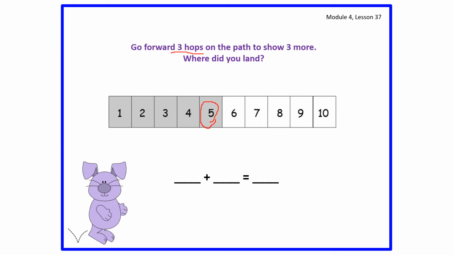Let's go forward 3 hops on the path to show 3 more. So we have 5, and how many more hops should we take? 3. That's right. 1, 2, 3. Where did we land? 8. You're right. So how many hops did we do the first time? 5. How many more did we take? We took 3. And where did we land? At 8. That's right. Go ahead and feel free to write that down so you can practice this addition number sentence.